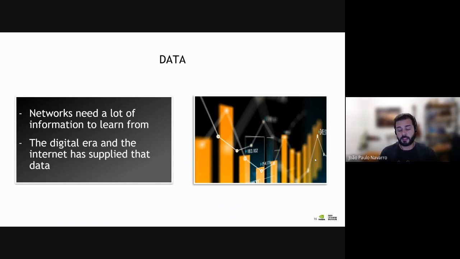Because when I'm talking about the perfect storm, we're talking about the fact that we didn't have much data availability in the past, right? For this reason, we didn't have these algorithms working so well in the past. And this is a very particular characteristic of deep learning algorithms: they actually need lots of data to work properly.